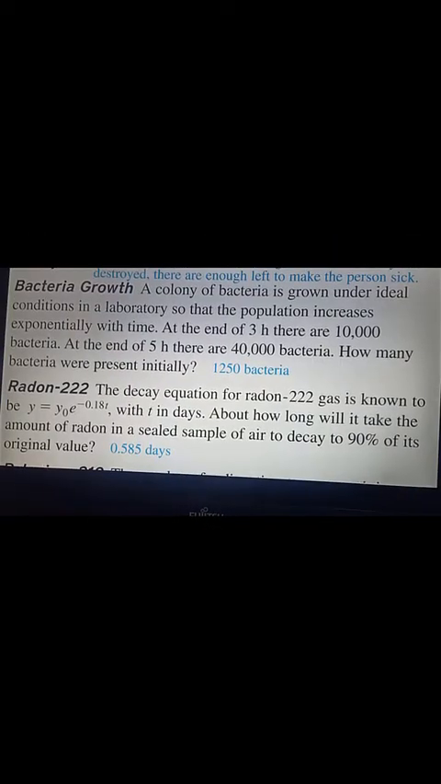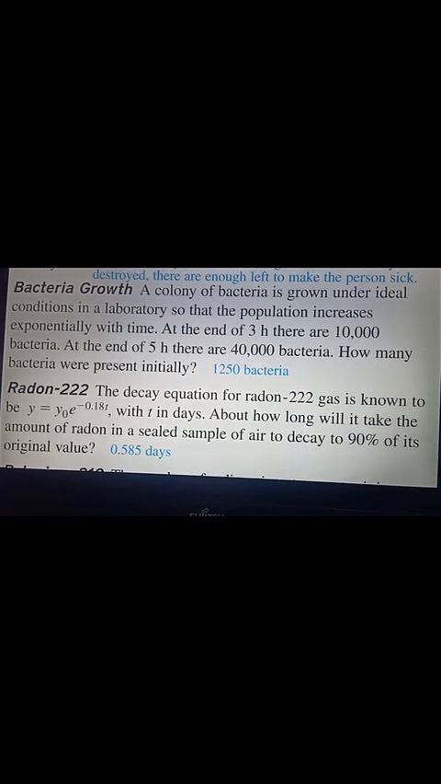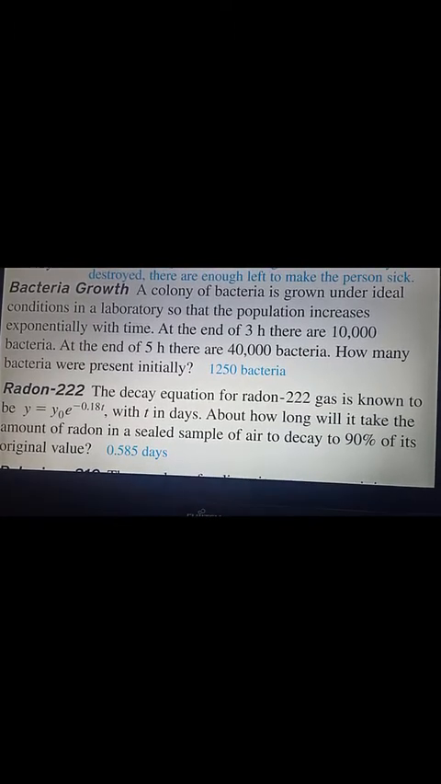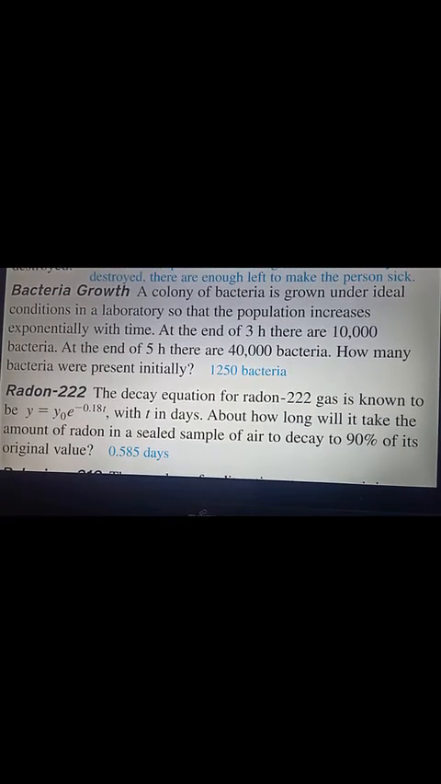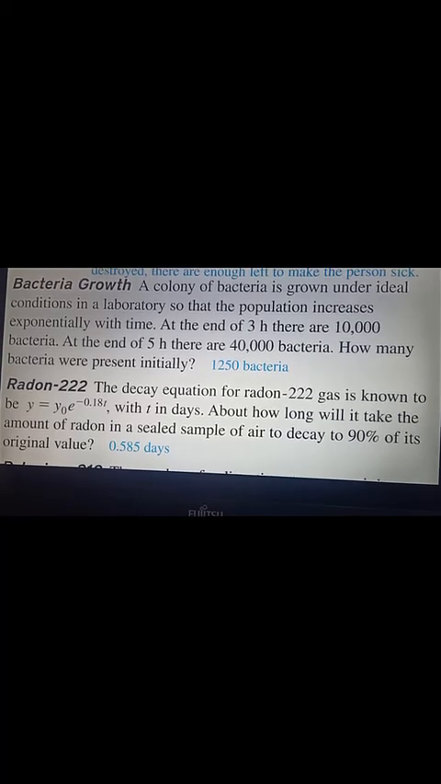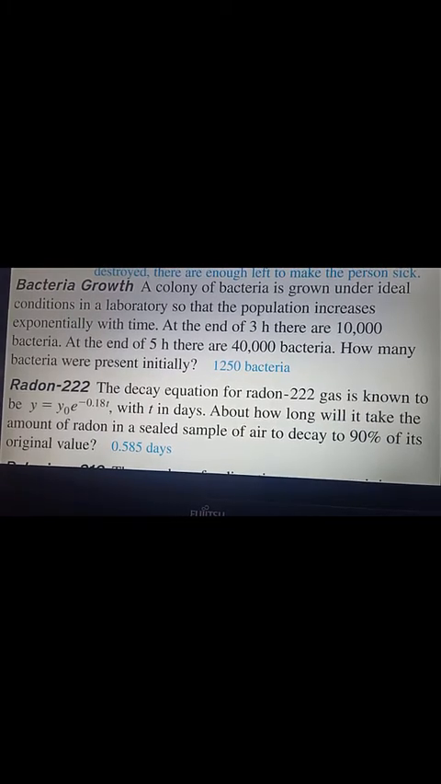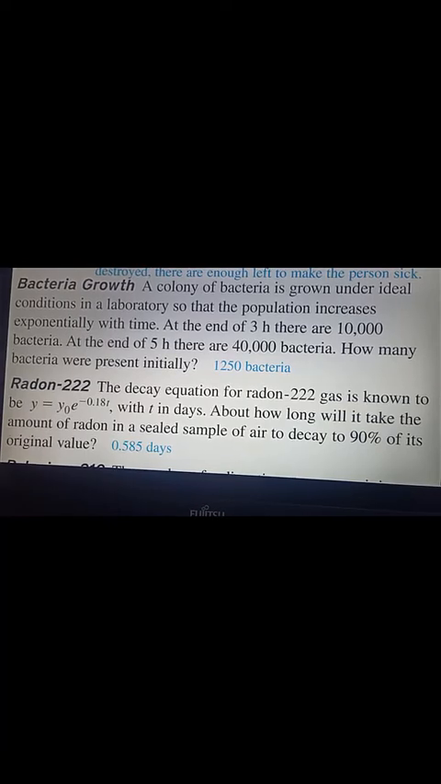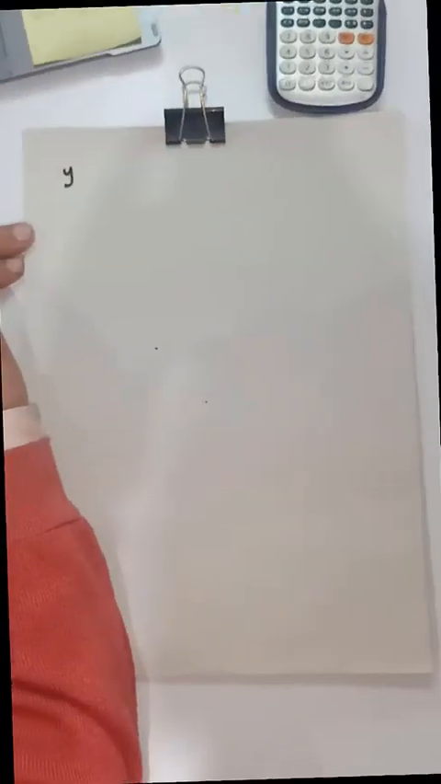Bacteria growth. A colony of bacteria grows under ideal conditions in a laboratory, so that the population increases exponentially with time. At the end of 3 hours, there are 10,000 bacteria. At the end of 5 hours, there are 40,000 bacteria. How many bacteria were present initially?